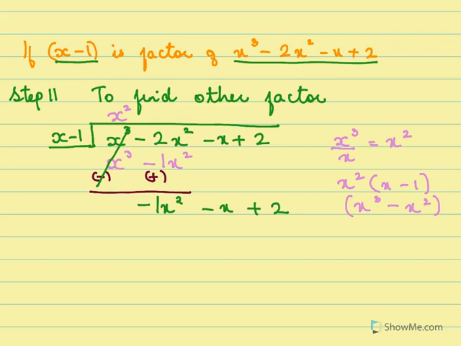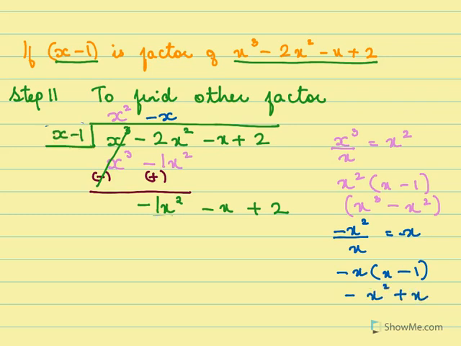Now we start the same process. We take the first term and the first term here and divide. So we have minus x square over x, which is equal to minus x. So we write minus x. The next step is minus x multiplied by the divisor, x minus 1, which is minus x square plus x.